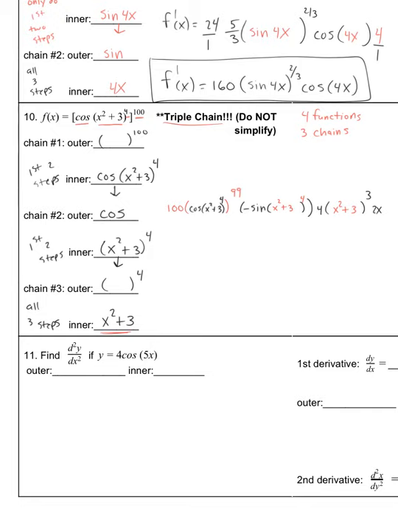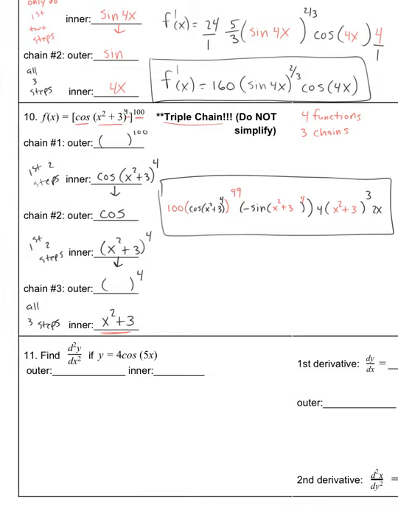Let's walk through it again. First chain, derivative of the outer, 100 times something to the 99th, plug in the inner as is. Start over. Second chain, derivative of the outer, negative sine, plug in the inner as is, x squared plus 3 to the 4th. Start over. Third chain, derivative of the outer, 4 times something to the third, inner as is, and finally, don't forget, on the last chain, you take the derivative of the inner. And that is as far as you need to go. If you get that far, I am thrilled. You do not have to simplify ever on a triple chain.